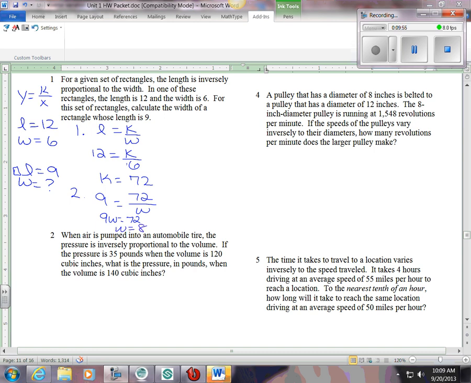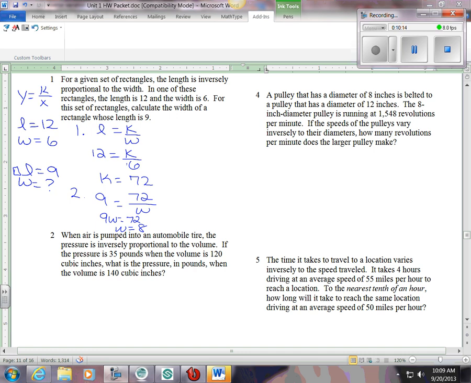Okay, so the first step is to find the constant of variation using the information they give you. And then the second step is to use the constant of variation to find the missing piece. Okay? So let's try number 2.